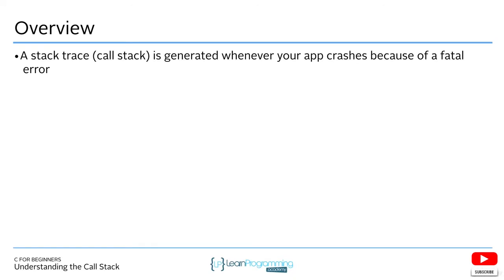In this lecture, I want to talk a little bit about the call stack, what exactly it is, and how you can read it to further help debug your program. A stack trace, which is essentially what the call stack is, is generated whenever your app crashes because of a fatal error. The reason the term stack is used is because it's referring to a data structure that's common in programming.